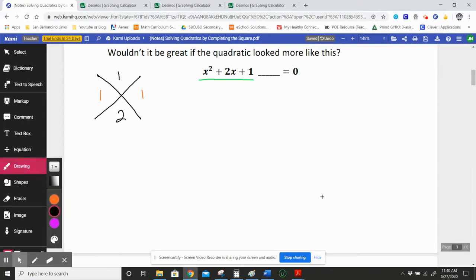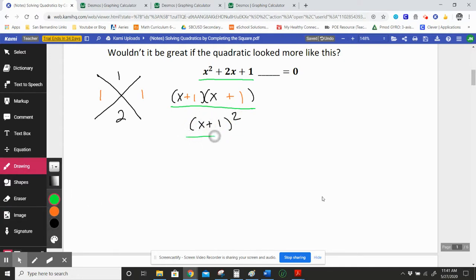The reason this is called completing the square is because, if you notice, we're actually getting a perfect square of those two numbers, meaning that number times that number by itself would give you the original problem that we had. So when we simplify this out, x plus 1 multiplied by x plus 1 gives me x plus 1 all squared.